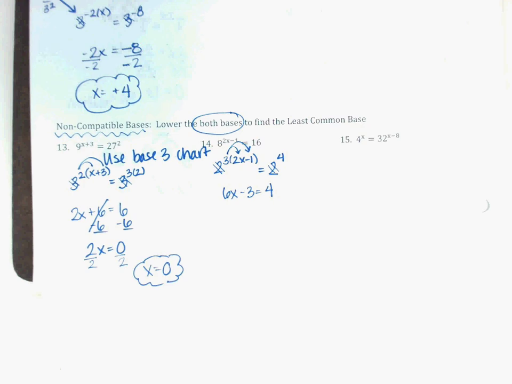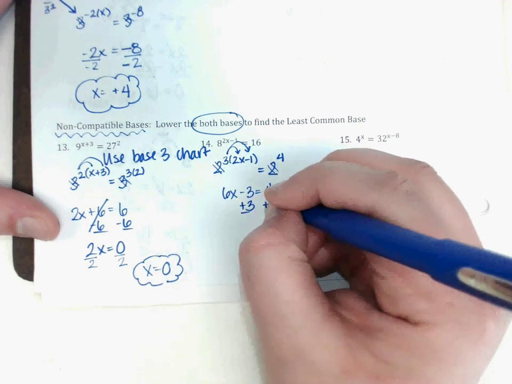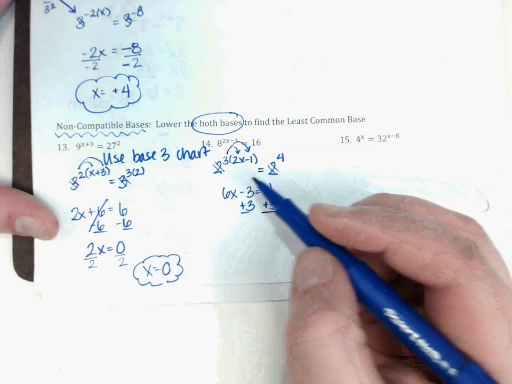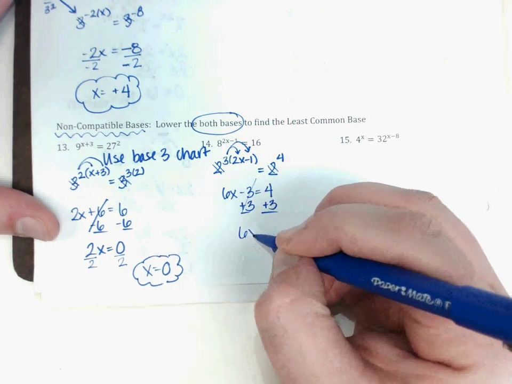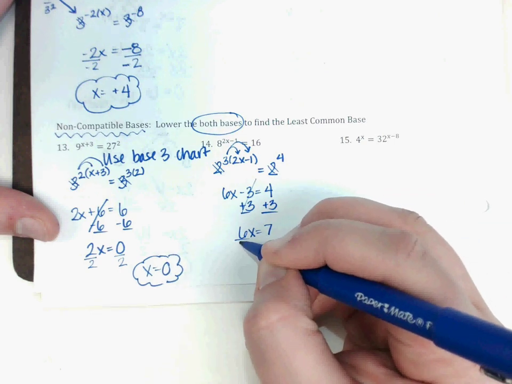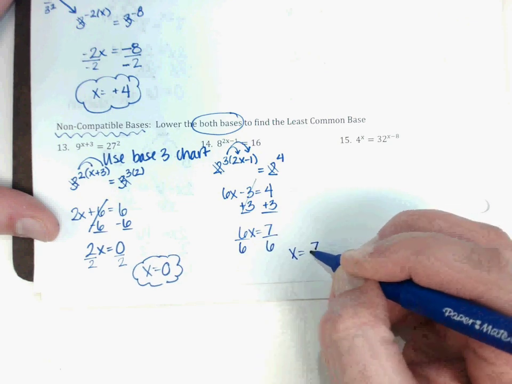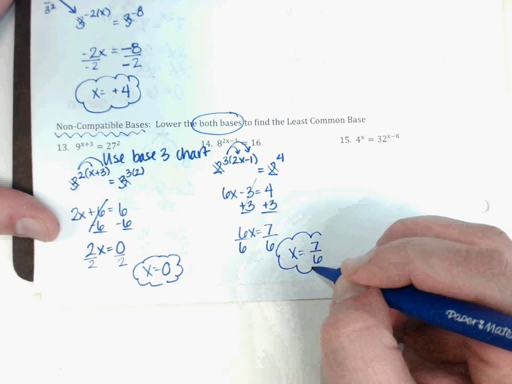From there, how do I get rid of a minus 3? Add it, plus 3 and plus 3. 4 plus 3 is how many? So 6x equals 7, last step. Divide by 6. And then remember, if 7 can't divide by 6, just leave it.